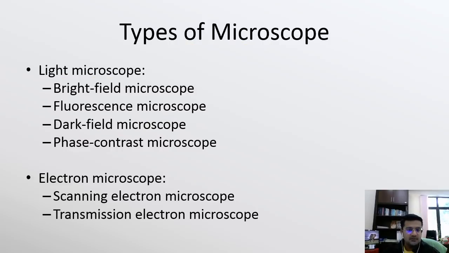So types of microscope can be divided into two. First is the light microscope and the second is the electron microscope. The light microscopes include the brightfield microscope, fluorescent microscope, dark field microscope, and phase contrast microscope, whereas electron microscopes include the scanning electron microscope and the transmission electron microscope.